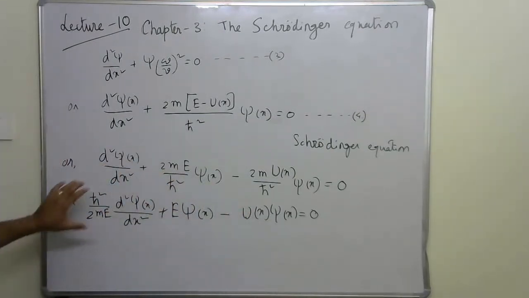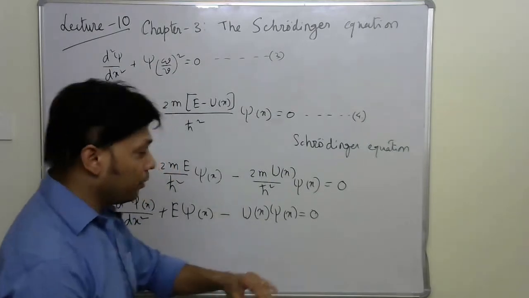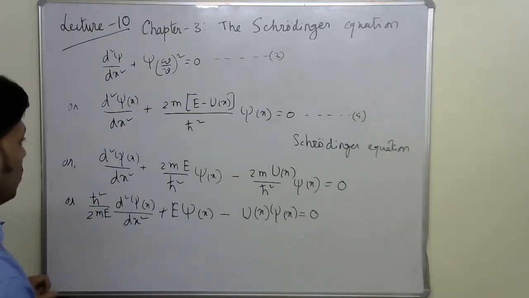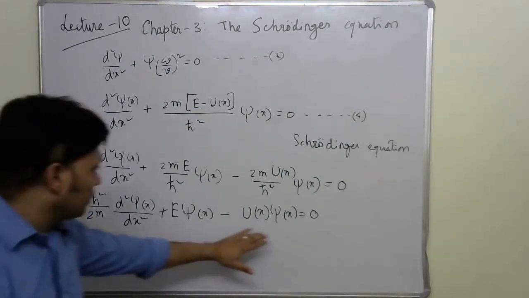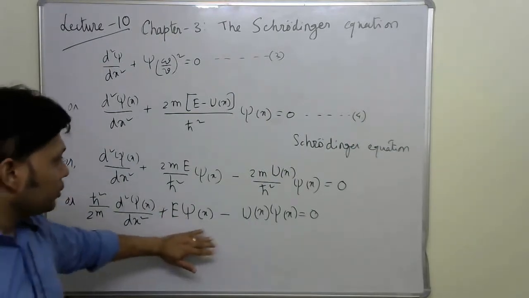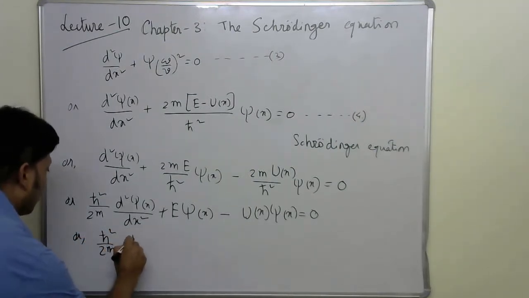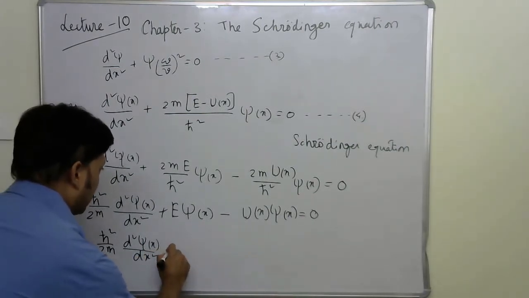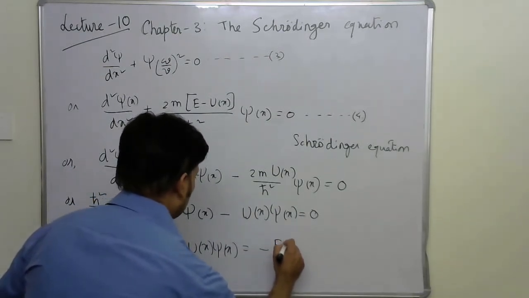So this is another interesting representation where the h cross square by 2m part appears only on the left, and the other terms are free of h cross square by 2m. Okay, so here the E part will be there. So this is the form that we have got. Now we would like to do one more step: I want to write the total energy part on the right hand side, as I mentioned earlier. So we can write h cross square by 2m d2 psi x dx square, this minus U(x) psi x is equal to minus E psi x.